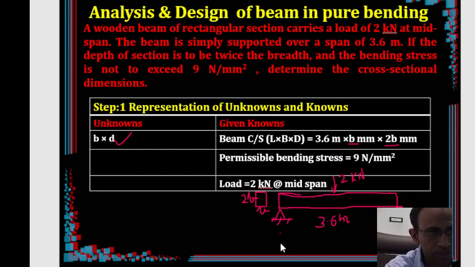The moment is going to be a triangular shaped moment diagram with a maximum value of WL by 4 at the center. So this value is 2 times 3.6 by 4, so say 1.8. That is your value of the bending moment. That is the maximum bending moment.